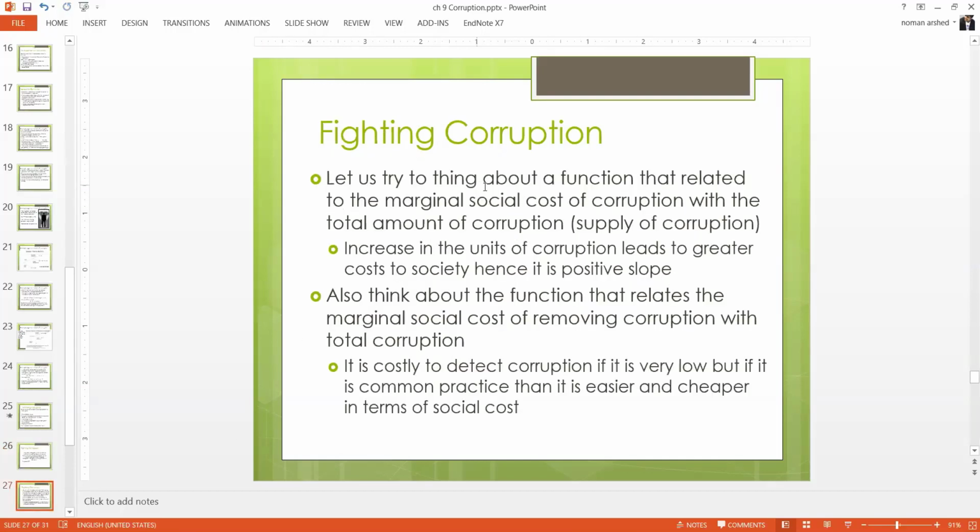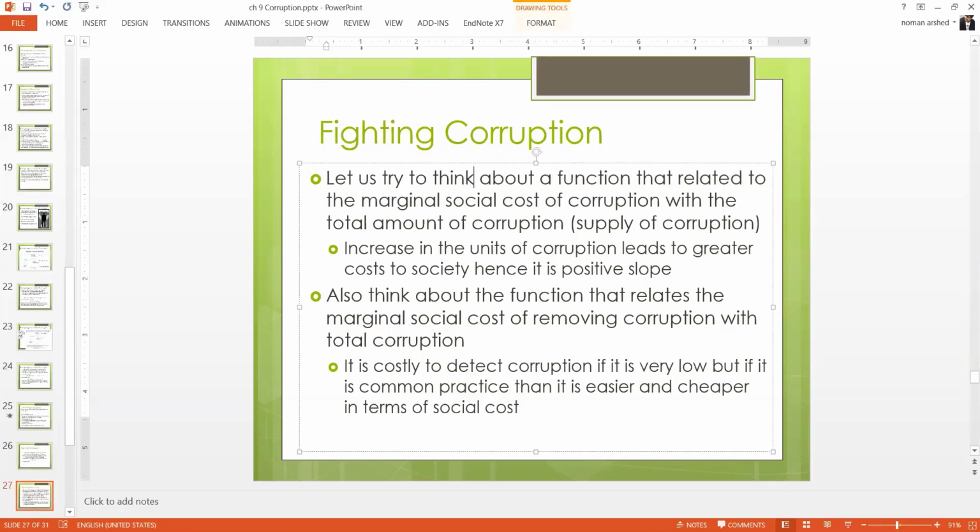So let us try to think about a function that relates the marginal social cost of corruption to the total amount of corruption, which is the supply of corruption. Let us make a supply and demand model of corruption. An increase in a unit of corruption leads to a greater cost on society, hence a positive slope. On the x-axis it is corruption, and on the y-axis it is the cost on the society. So more corruption, more supply of corruption, more cost on the society.